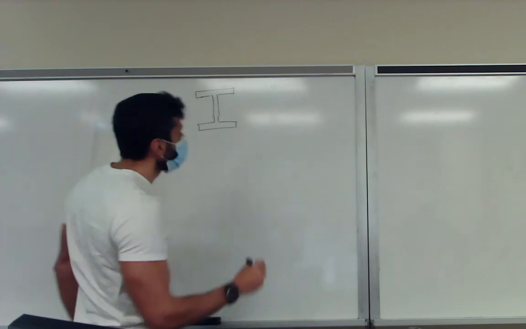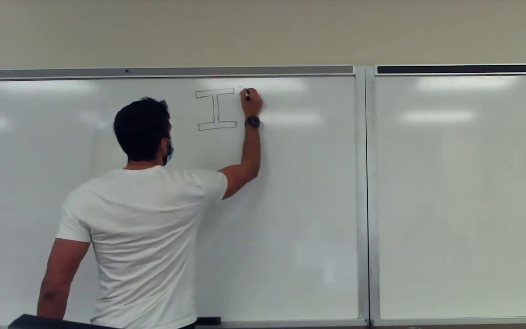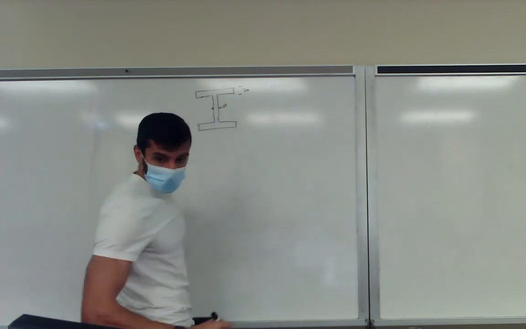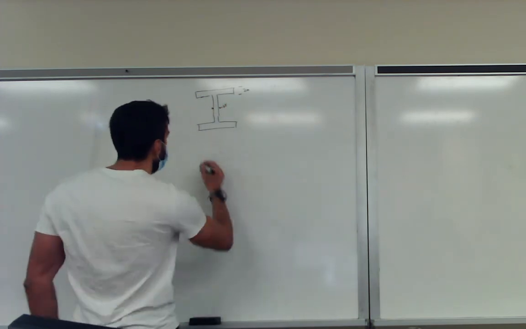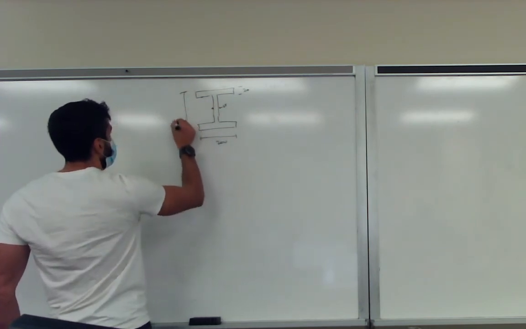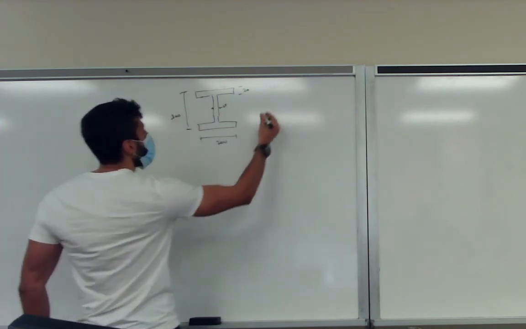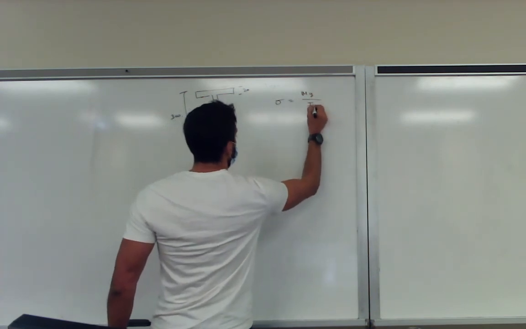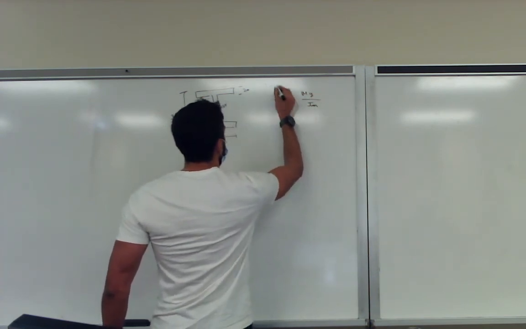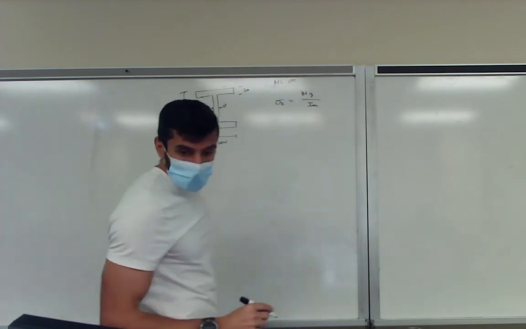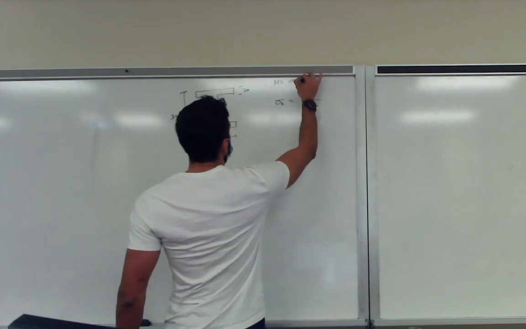So dimensions is 20 millimeters, 25, and we have 200 and 300. So we know our equations, my Ixx. M is given as 100 kilonewton meter, right? Kilonewton meter.